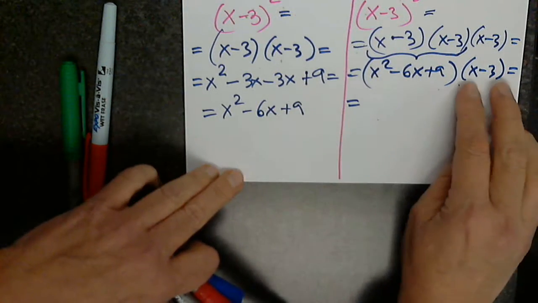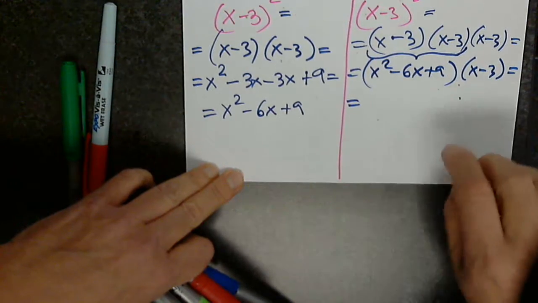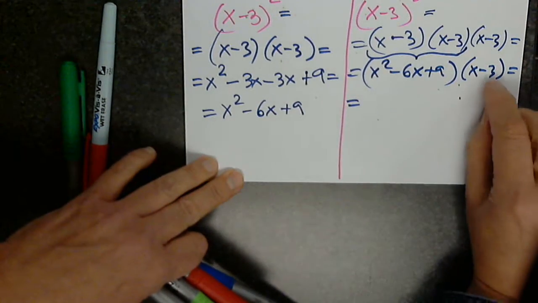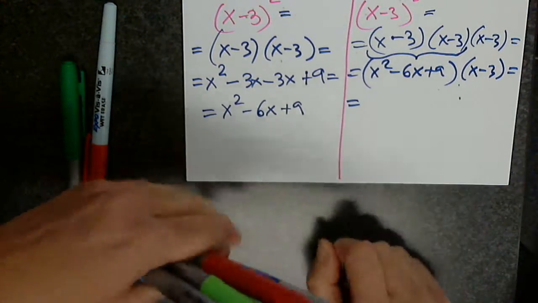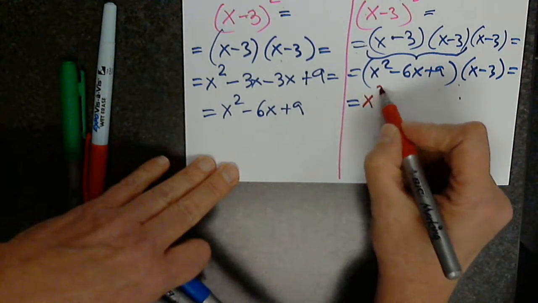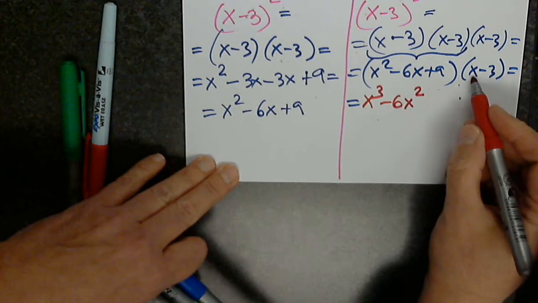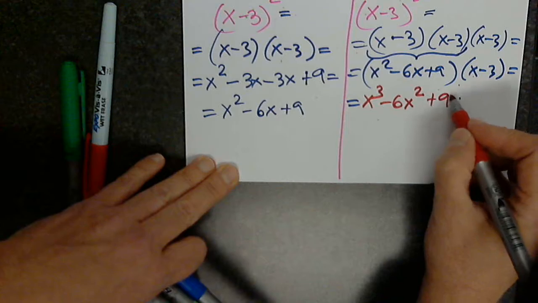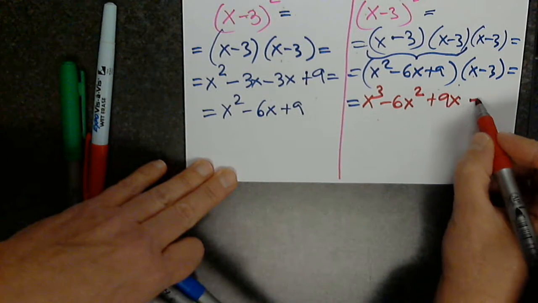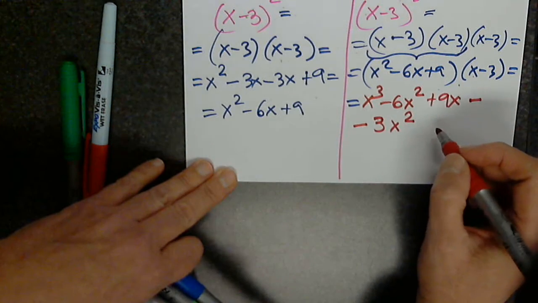Now we have two options. You can distribute x squared to these two and negative 6x to these two, or the other way around. X to these three terms, this is what I prefer to do, and negative 3 to these three terms. So I'm ready when you are. X to the third power, minus 6x to the second power, right? Plus 9x. Very good.